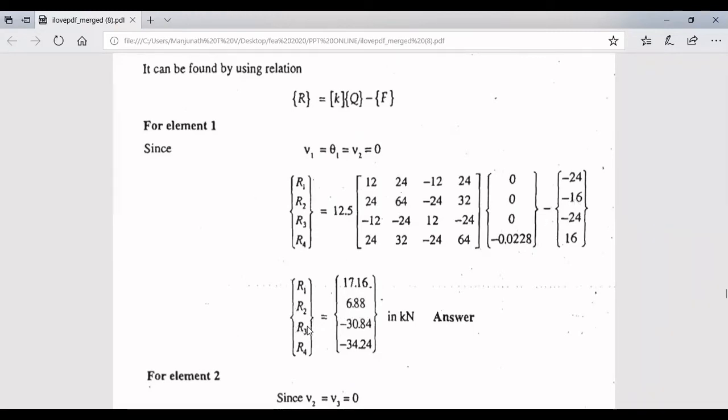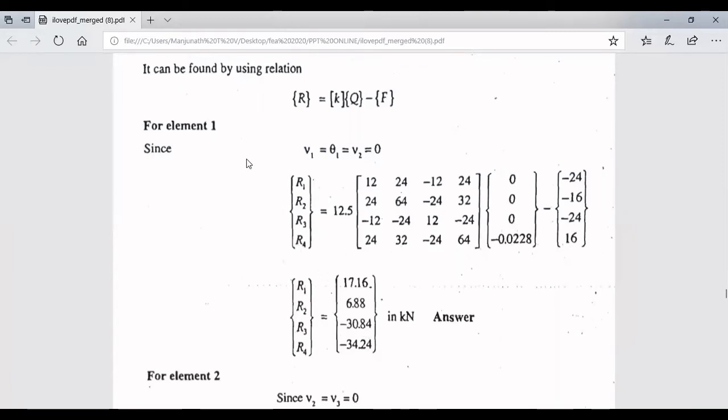Similarly we are able to calculate R3. 12.5 into minus 12 into 0, 12.5 into minus 24 into 0, 12.5 into 12 into 0, 12.5 into minus 24 into minus 0.0228, minus of this, minus of the third one, minus 24, which gives minus 30.84. Similarly we can calculate R4 also.